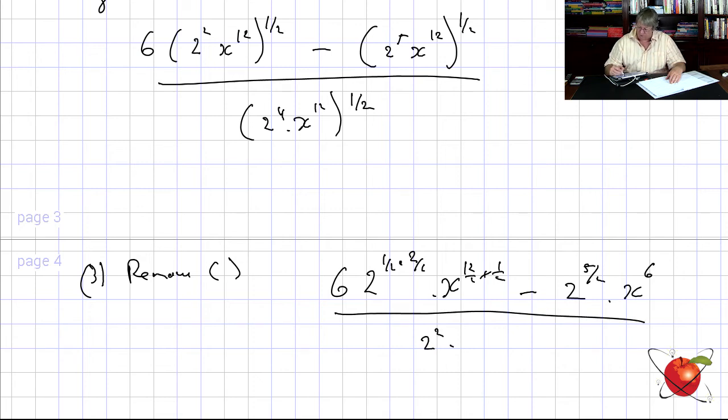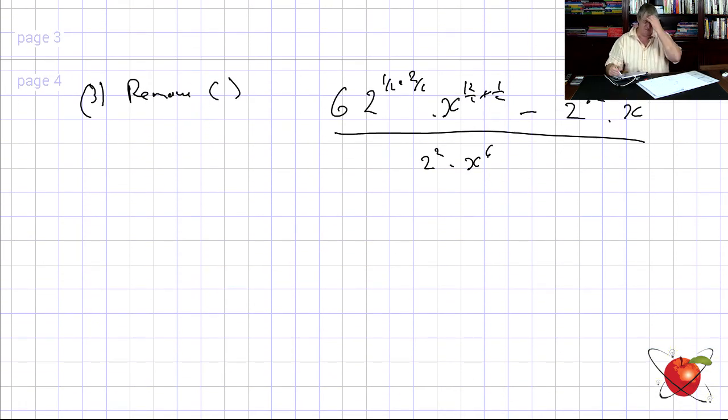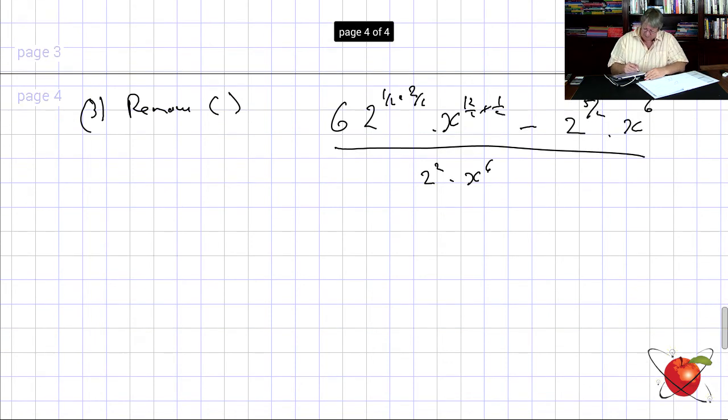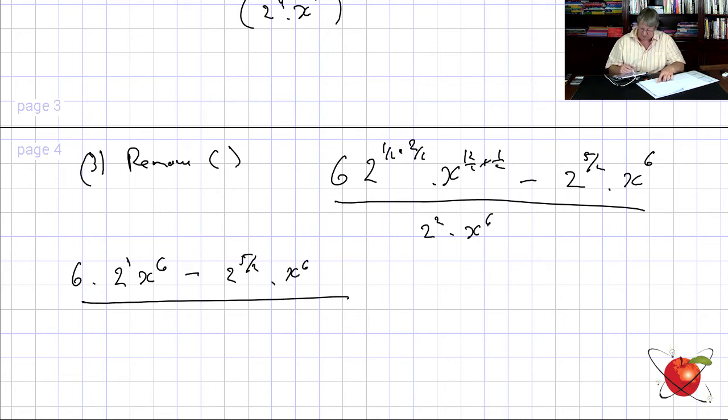2 to the power of 2. X to the power of 6. Okay, hopefully you saw that. I've just done those without writing it all out. The net result is we end up with 6 times 2 to the power of 1, correct? 6 times 2 to the power of 1, x to the power of 6, minus 2 to the 5 over 2, x to the 6, and 2 to the 2, x to the 6th.